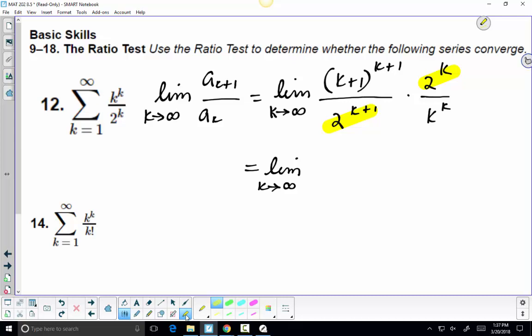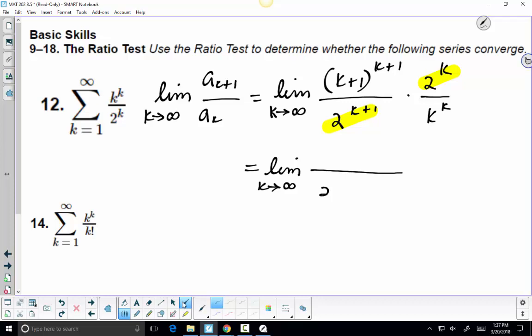There's more 2's in the denominator. How many more 2's? One more 2. So we should end up with just 1/2 for that part. So we're left with just a single 2 in the denominator for that part. So if you were going to use the rule of exponents, you would do 2 to the k minus k minus 1. So you'd get 2 to the minus 1, which leaves a 2 in the denominator.